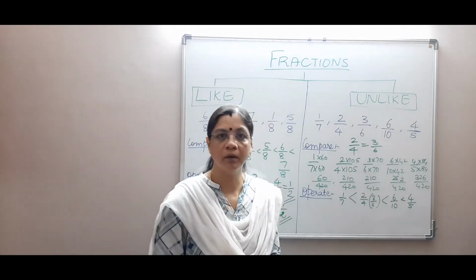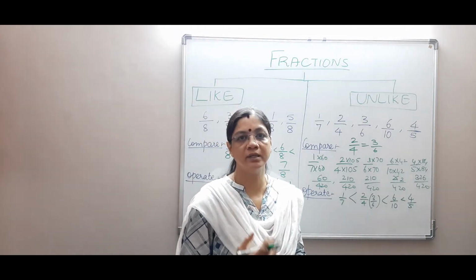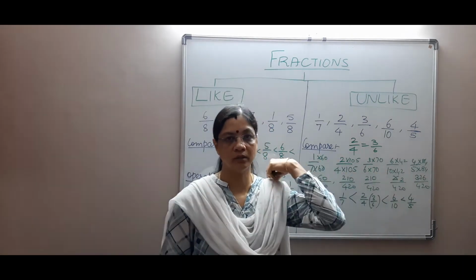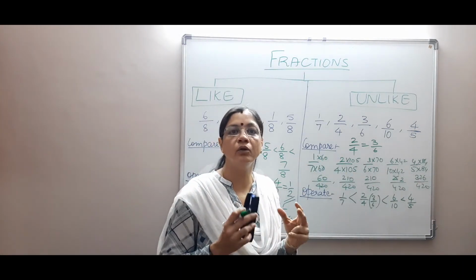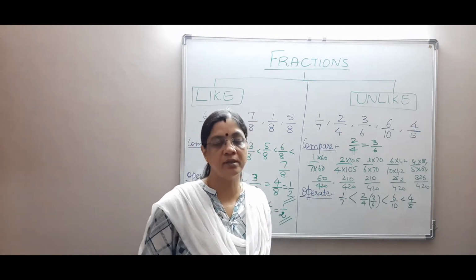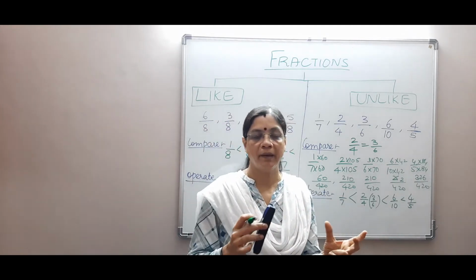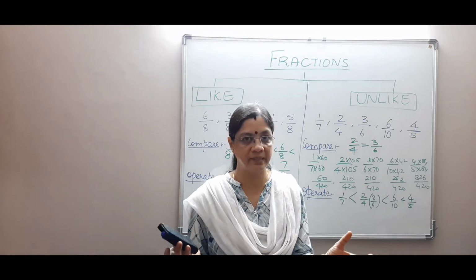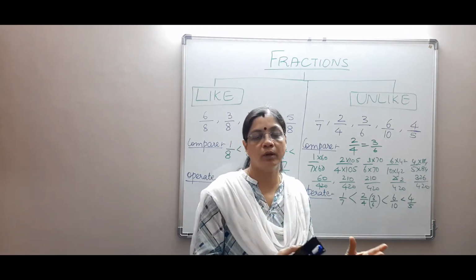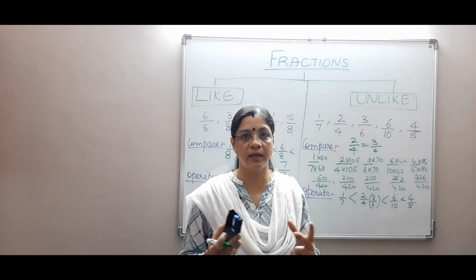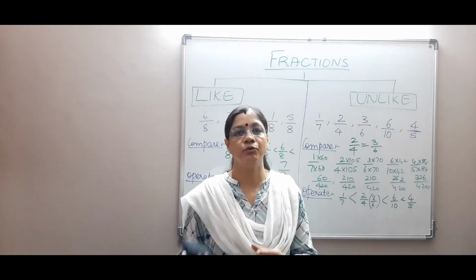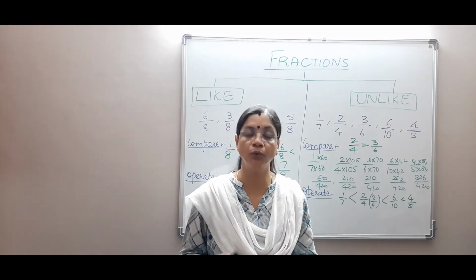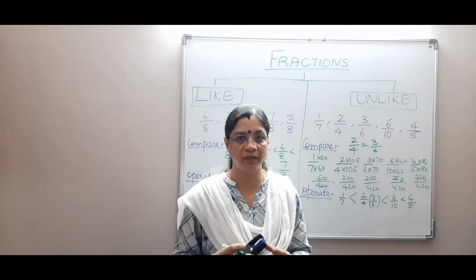So after making all the denominators equal, we can easily add or subtract the fractions. Whenever you are given unlike fractions, you just convert them into like fractions by making all the denominators equal, and then do whatever is directed. Either you need to compare or you need to operate, that is, add or subtract. You can do it with like fractions. It will be much easier for you.